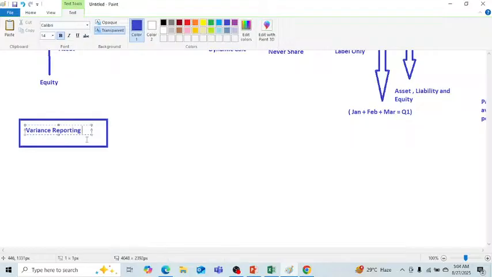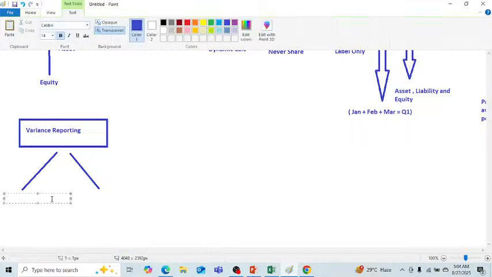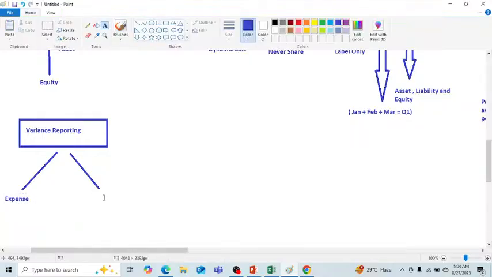Under variance reporting we have expense and non-expense options. This property affects how variance is calculated, and it's a simple setting but a powerful one. So the two options that we have discussed are expense and non-expense. Let me write them down. So we have two things here: expense and non-expense.